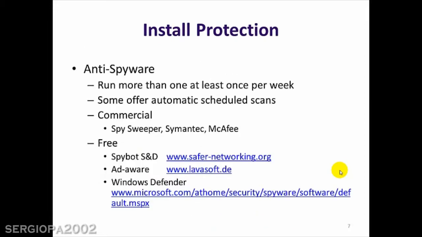Now, there is also anti-spyware software that really tries to detect any breach of your identity, or something that will try to steal your identity. So this also should be run once or twice per week, and should be allowed to perform automated scans. Again, this software can also come in 2 flavors. There is commercial software that you pay for, like SpySweeper, Symantec, and McAfee. So the same people that provide you antiviruses also have anti-spyware software.